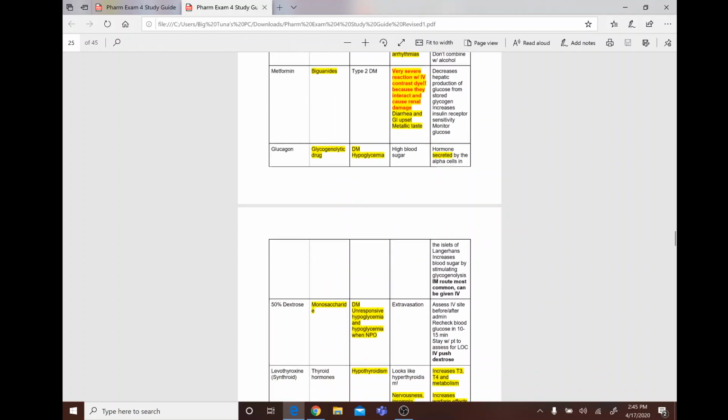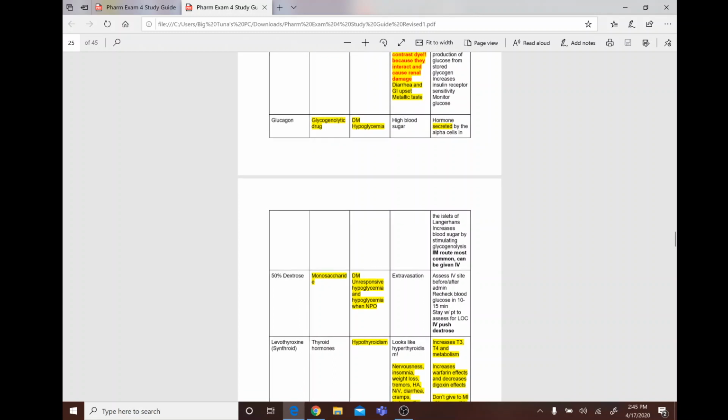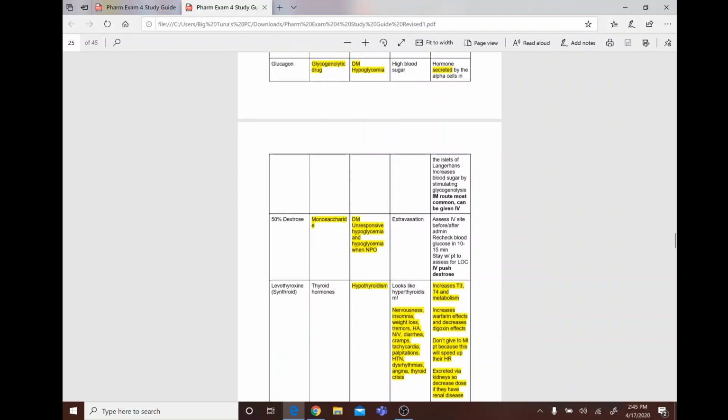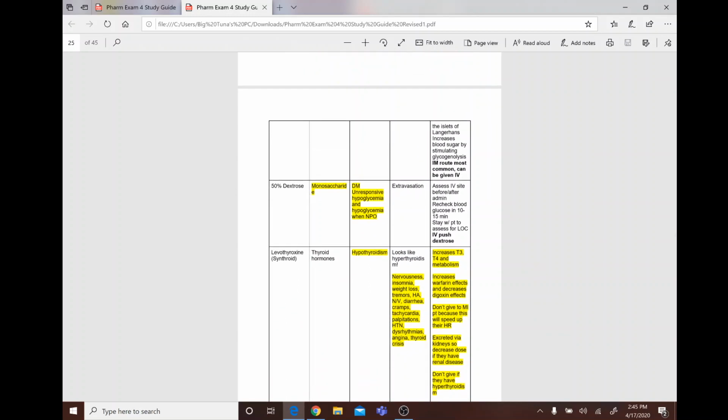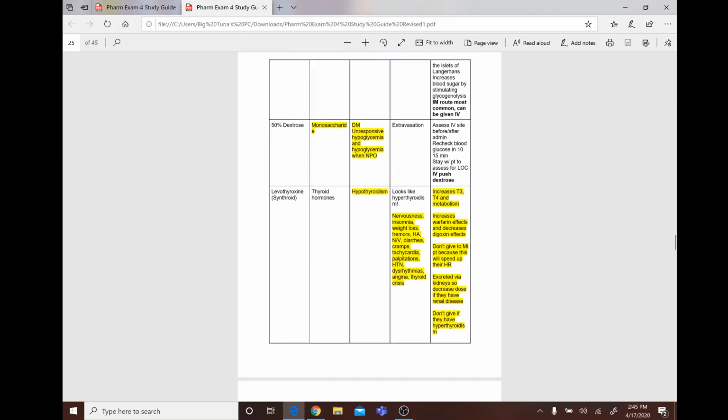What is the drug class of glucagon? Glycogenolytic drug. What are the side effects? What is glucagon used for? Diabetes mellitus and hypoglycemia. All right, 50% dextrose is what drug class? Monosaccharides. What is 50% dextrose used for? Diabetes mellitus, unresponsive hypoglycemia, and hypoglycemia when NPO.